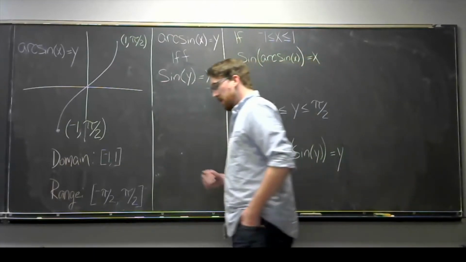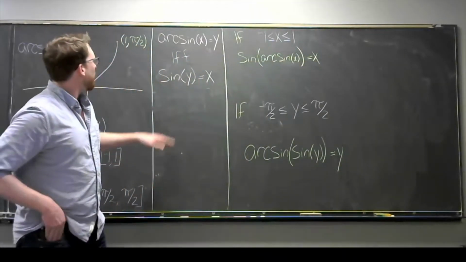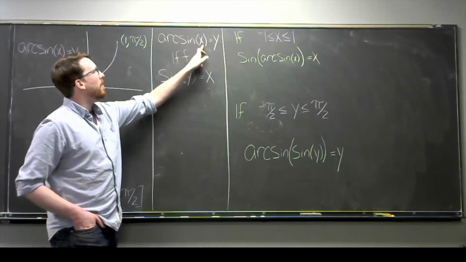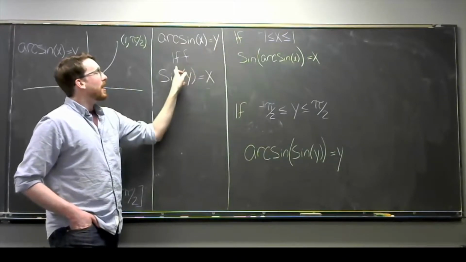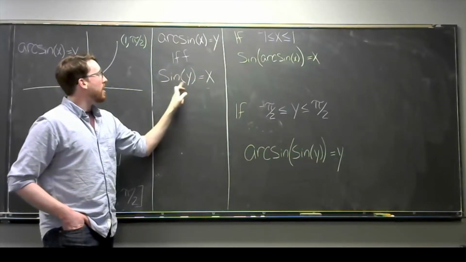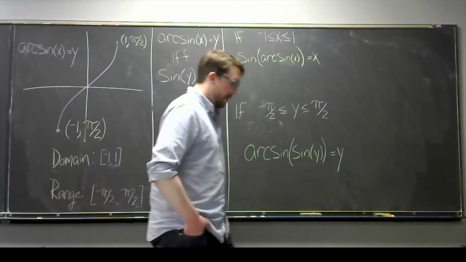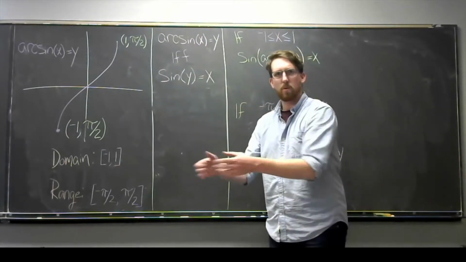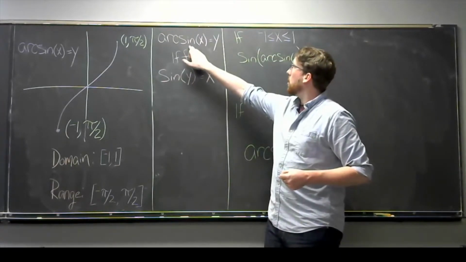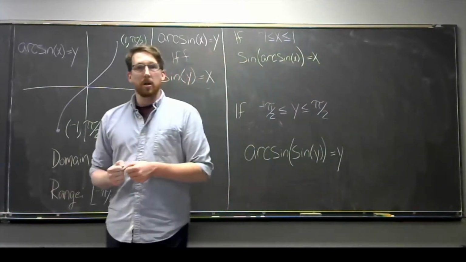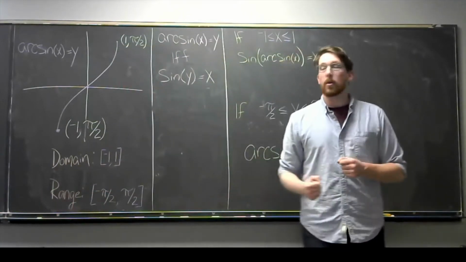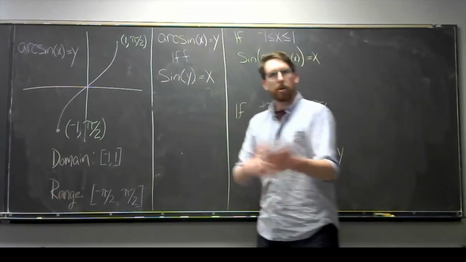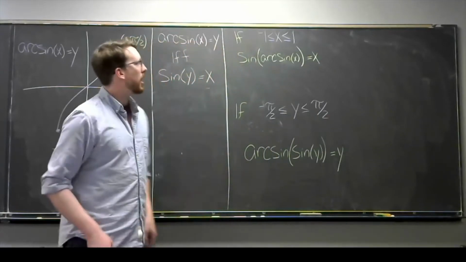Having said that, you got this other fact here too, that the arc sine of x is equal to y if and only if sine of y is equal to x. Okay, that makes sense. We're going one way, from x to y with arc sine, and then we're going back from y back to x. They're inverse functions of each other. We should expect that.